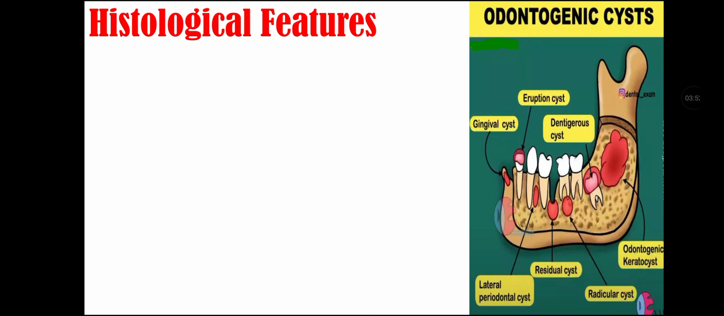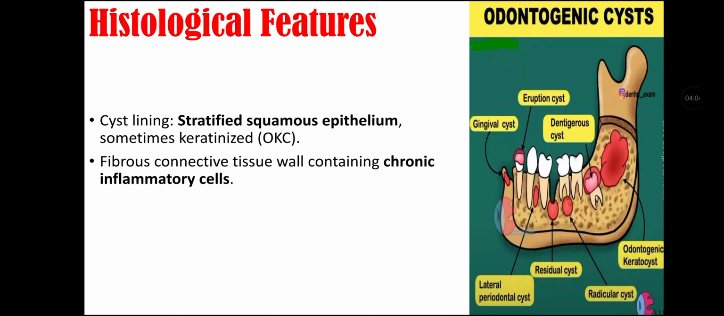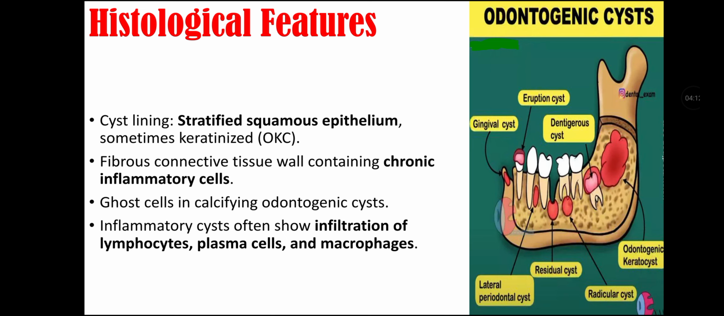Histological features of odontogenic cyst. First, there is cyst lining that is made of stratified squamous epithelium that is sometimes keratinized, like in case of odontogenic keratocyst. There is fibrous connective tissue wall that contains chronic inflammatory cells, and ghost cells are also present in calcifying odontogenic cyst. Inflammatory cysts often show infiltration of lymphocytes, plasma cells, and macrophages.